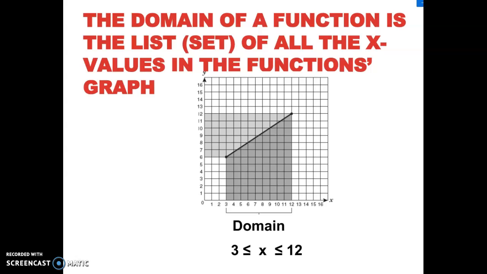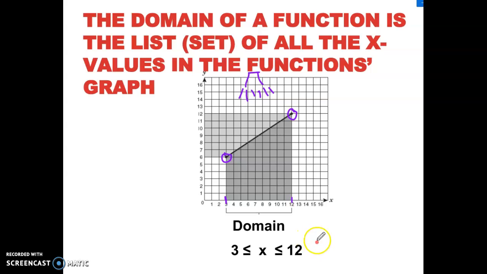Now when we're looking at graphs and you want to know the domain, one way to look at it is look at the shadow. So when you're doing domain, put your spotlight right up here. Let the light shine down. When the light shines directly down onto the x-axis, the shadow that it makes is the domain. So the domain is going from 3 to 12, and because these are solid endpoints, this domain includes the 3 and the 12. That's why I got greater than or equal to signs.